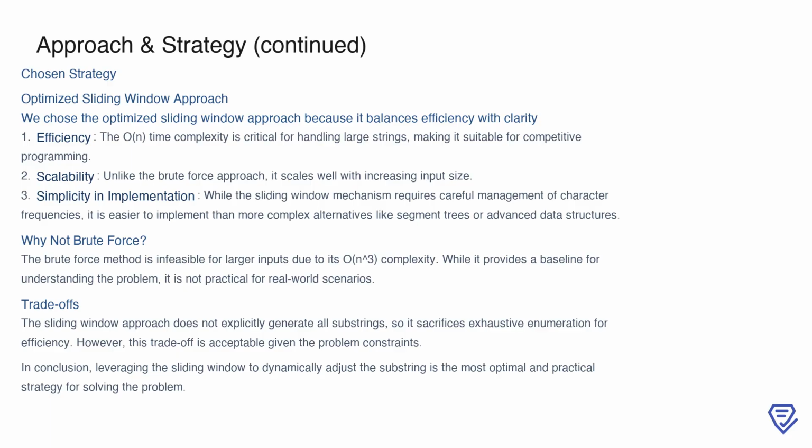As for the brute force approach, although it provides a useful baseline to understand the problem, its O(n³) complexity makes it infeasible for larger inputs. The trade-off with the sliding window approach is that it doesn't explicitly enumerate all substrings, focusing instead on efficiency. This sacrifice is reasonable given the problem constraints, as the method directly targets the smallest substring required for balance. Overall, dynamically adjusting the window to replace only what is necessary ensures an optimal and practical solution to the problem.